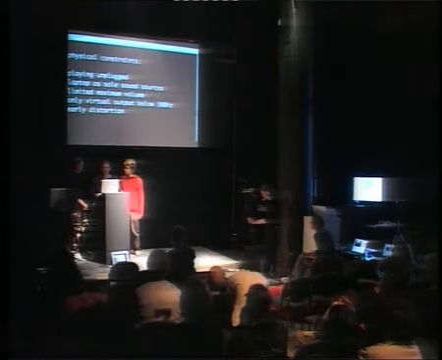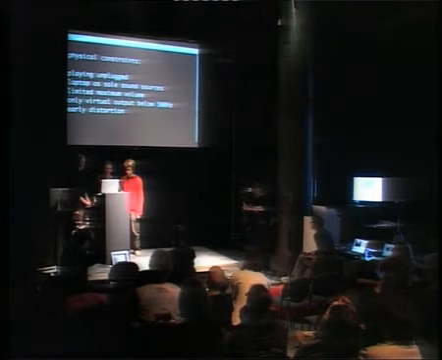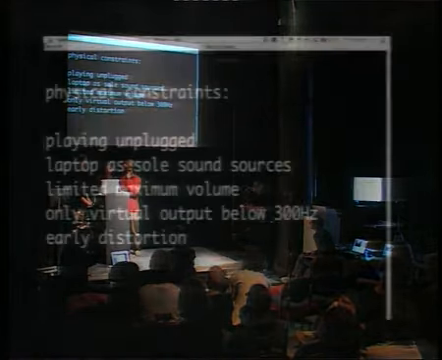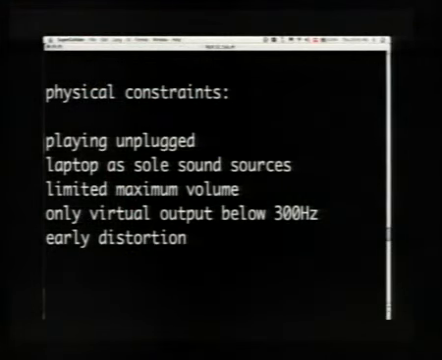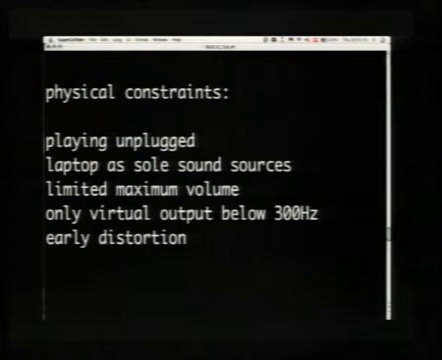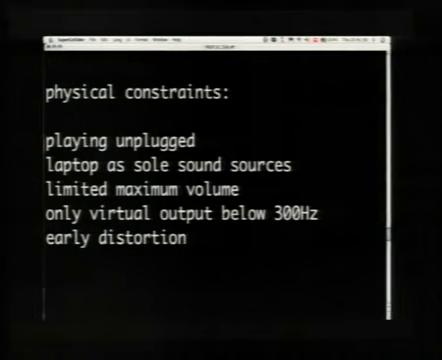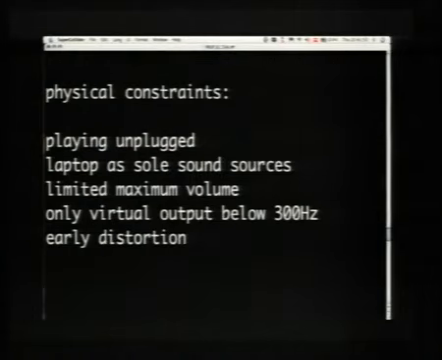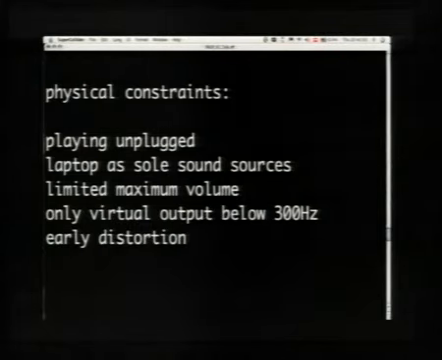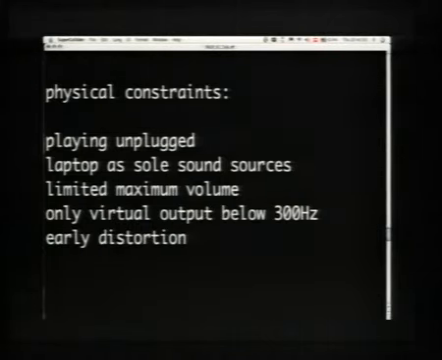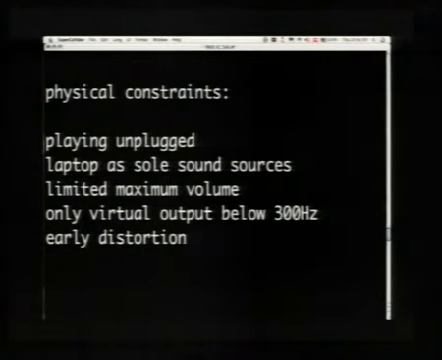Some of them are physical. Yeah, well, of course, we use a laptop as our main instrument, and this brings certain constraints. The most important constraint would be the low volume, and the fact that you don't have any bass, nothing below 300 hertz. So we use this in a creative way, and even the distortion that you get by almost getting to the 0 dB, the clipping sound, we use in our own way.